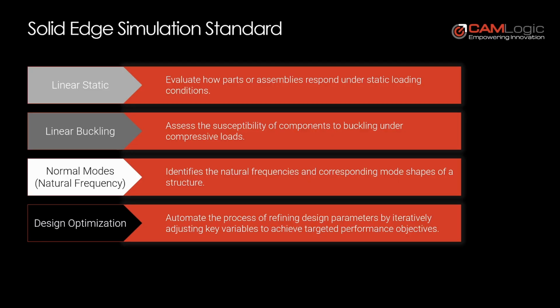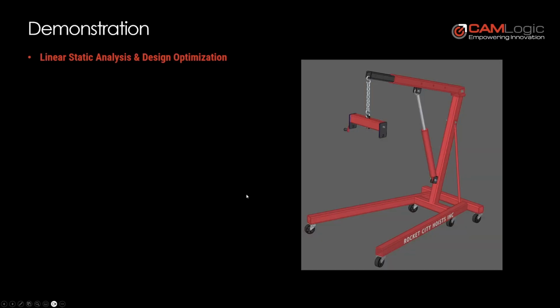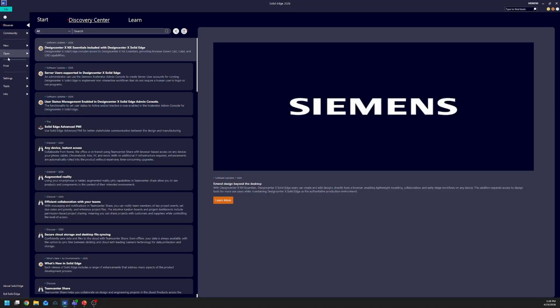And finally, design optimization, which automates the process of refining design parameters. Basically, it automates optimizing and iterating on your design: you plug in your design parameters, your design limits, and the simulation parameters that you want to adjust, and it will automatically run multiple simulations to find the most optimal design. And we could take a look at an example of Solid Edge simulation standard here.